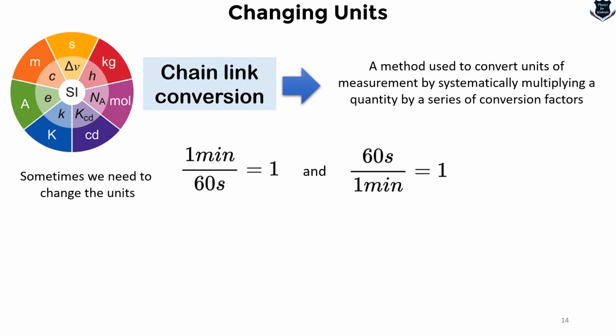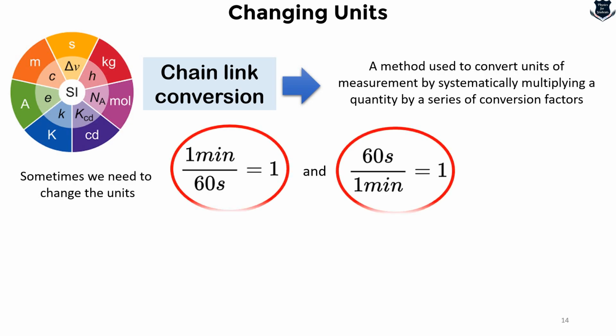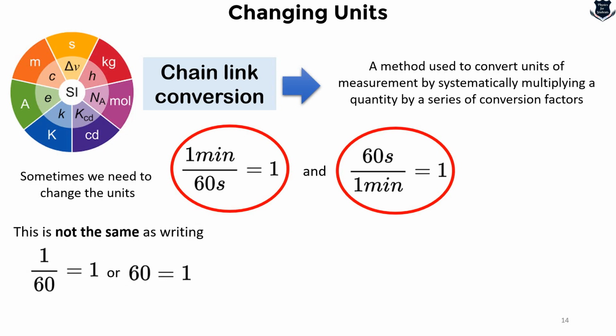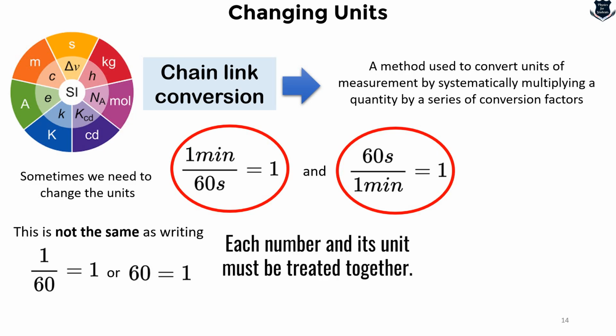So the ratios 1 minute by 60 seconds and 60 seconds by 1 minute can be used as conversion factors. But what is important is that this is not the same as writing this. Why? Because each number and its unit must be treated together. This is very important. Each number and its unit must be treated together.